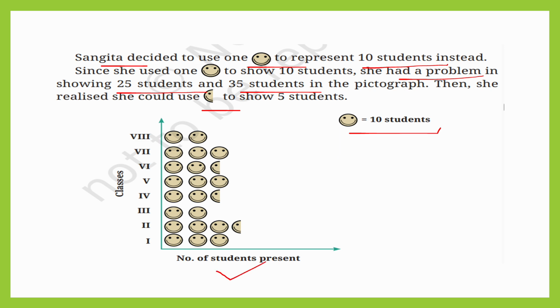So, see, in class 4, how many students are present? 2 full pictures and 1 half picture. So, 25. See, here 25 students were present.